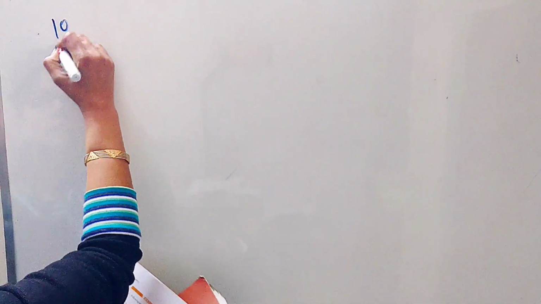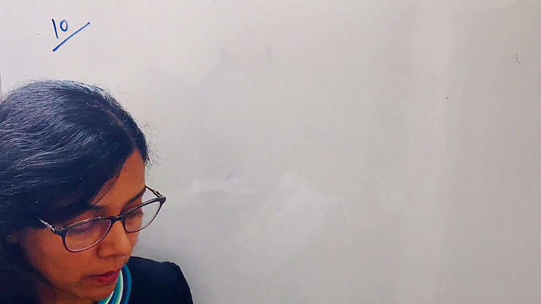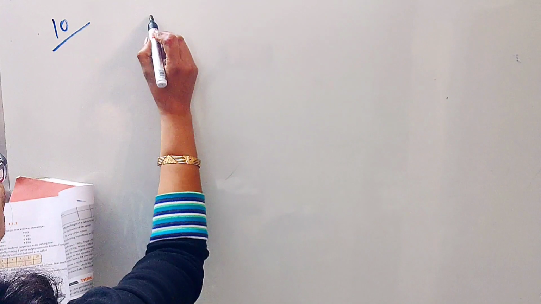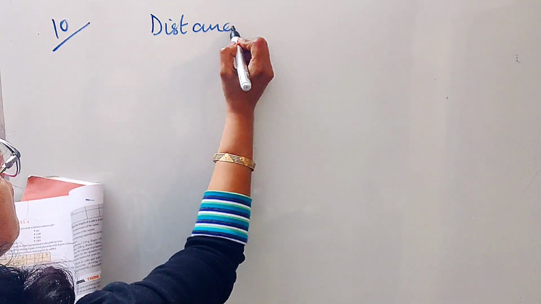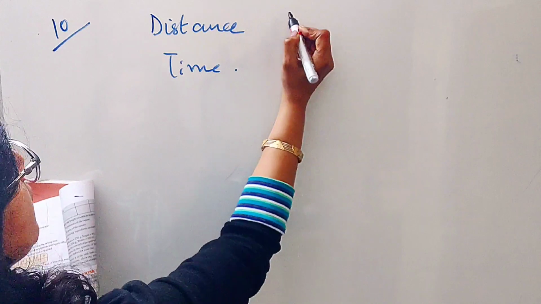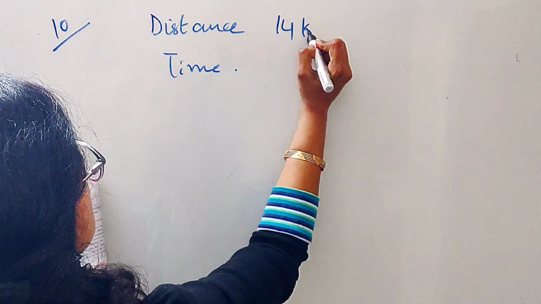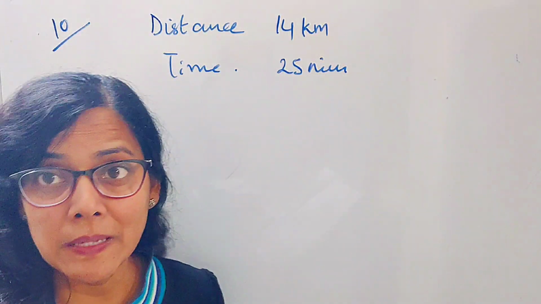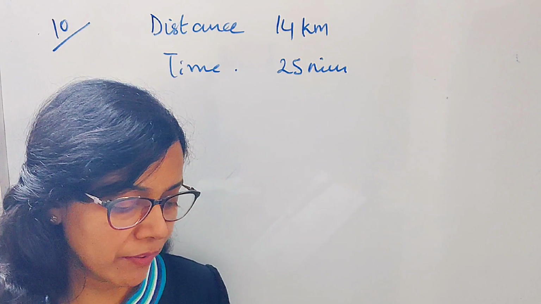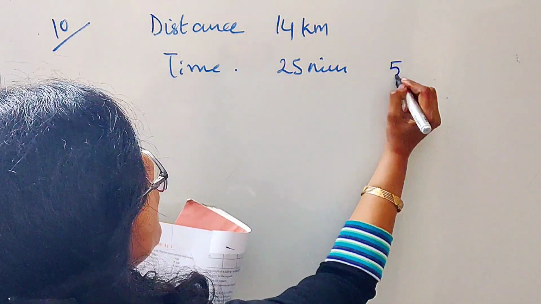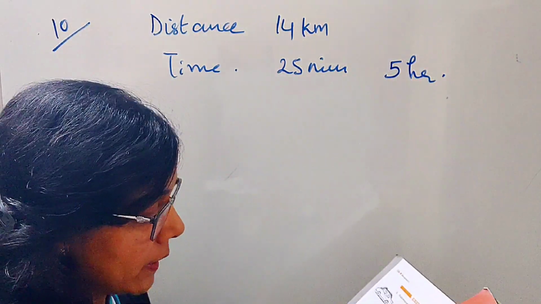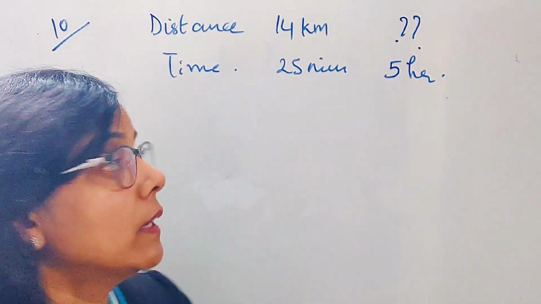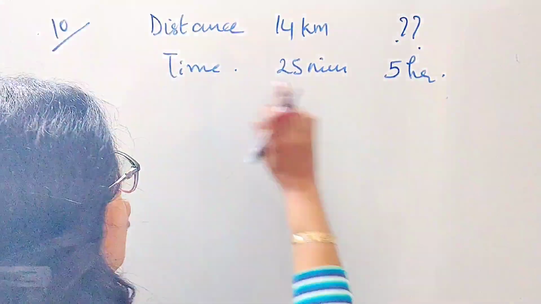10th is: a loaded truck travels 14 km in 25 minutes. So distance and time, two variables here we have, distance and time. So distance here is 14 kilometers, and time here is 25 minutes. Now they are saying if the speed remains the same, how far can it travel in 5 hours? Now 5 hours, time again is given to us, this is 5 hours. And now they are asking you how far it can travel. So what is missing here? Distance in 5 hours. How much distance this truck will travel in the 5 hours.